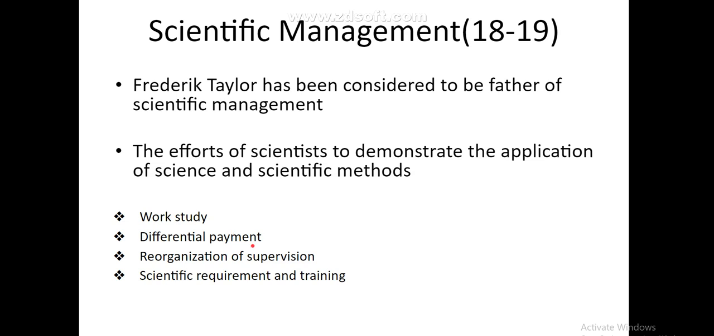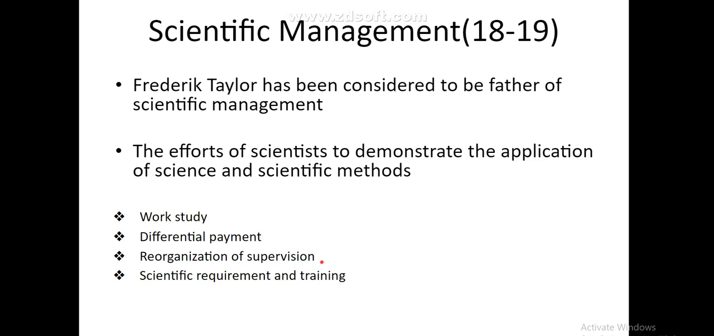The next thing that came into picture was the differential payment. So what Taylor did in this case was he introduced a differential payment method. Under this scheme, for a minimum production of certain pieces, every employee should get a minimum wage. But if a particular worker produces some pieces more than what has been given as a target, he should be given some additional incentive. For what? To motivate the worker to produce more number of pieces.